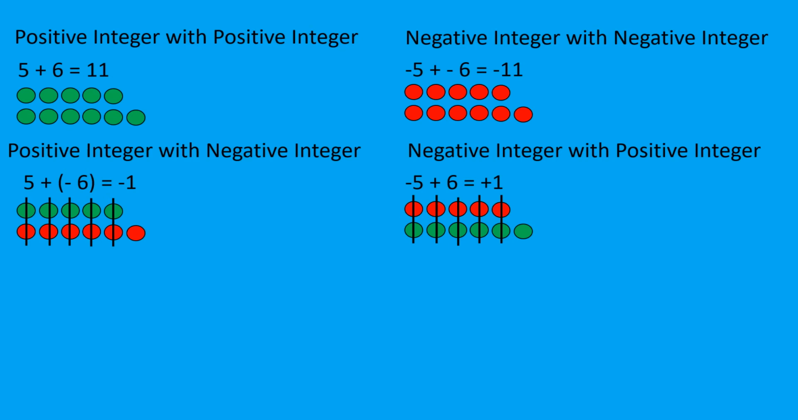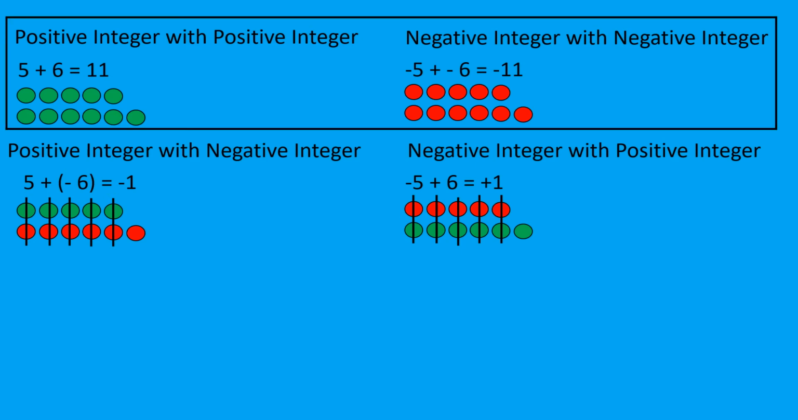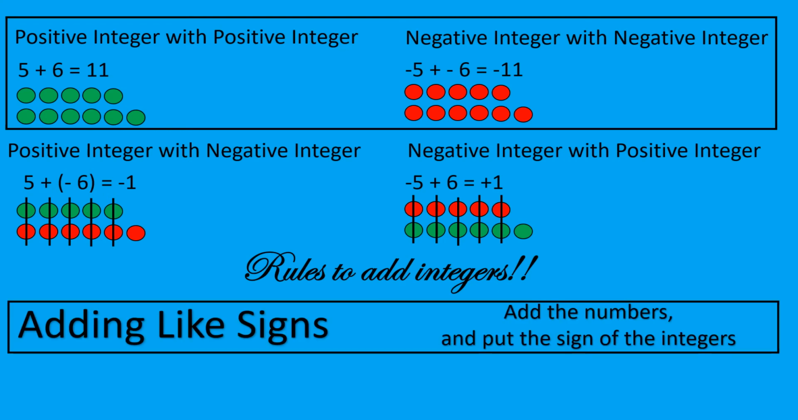We just saw the 4 possible types of sums in addition of integers. Now let's draw some conclusions and write some rules which will help us to add integers. So, rules to add integers. If you notice, when we had like signs, that is positive 5 added to positive 6 or negative 5 added to negative 6, we added these numbers and we kept the sign as it is.